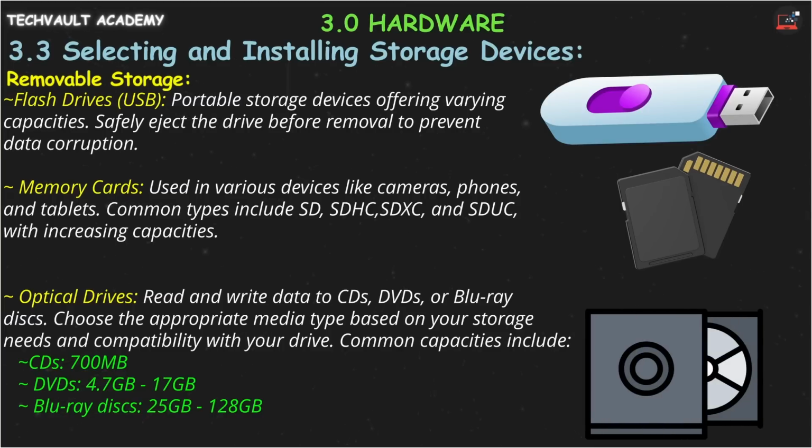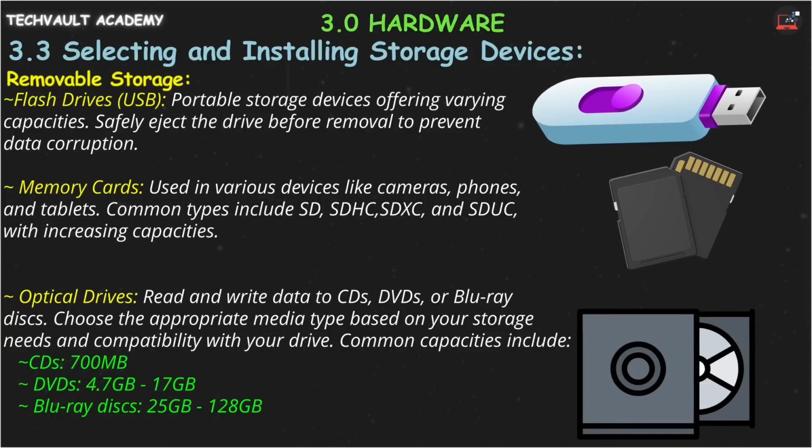Optical drives read and write data to CDs, DVDs, or Blu-ray discs. Choose the appropriate media type based on your storage needs and compatibility with your drive. Common capacities include CDs at 700 MB, DVDs at 4.7 GB to 17 GB, and Blu-ray discs at 25 GB to 128 GB.